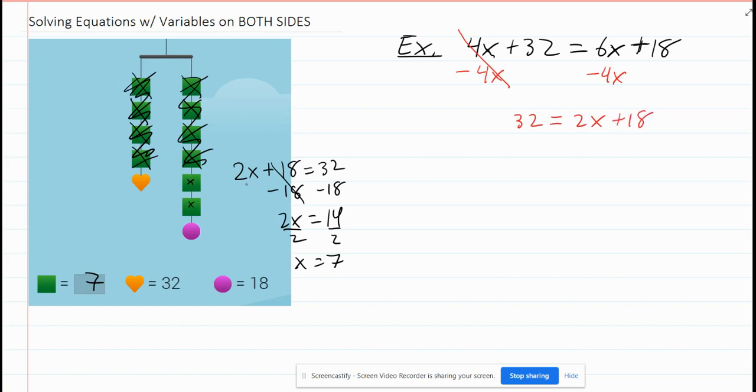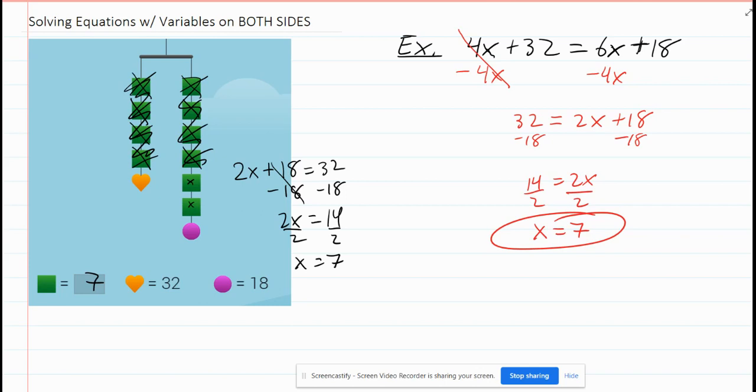Hey, that's the same thing we had over here with our mobile because it's the same idea. We took away 4 squares from both sides. Here we just took away 4 x's from both sides. In doing so, now we have a two-step equation that we can solve. 2x plus 18 equals 32. We can take away 18 from both sides. So 2x is 14. Dividing both sides by 2, we would get x is 7.